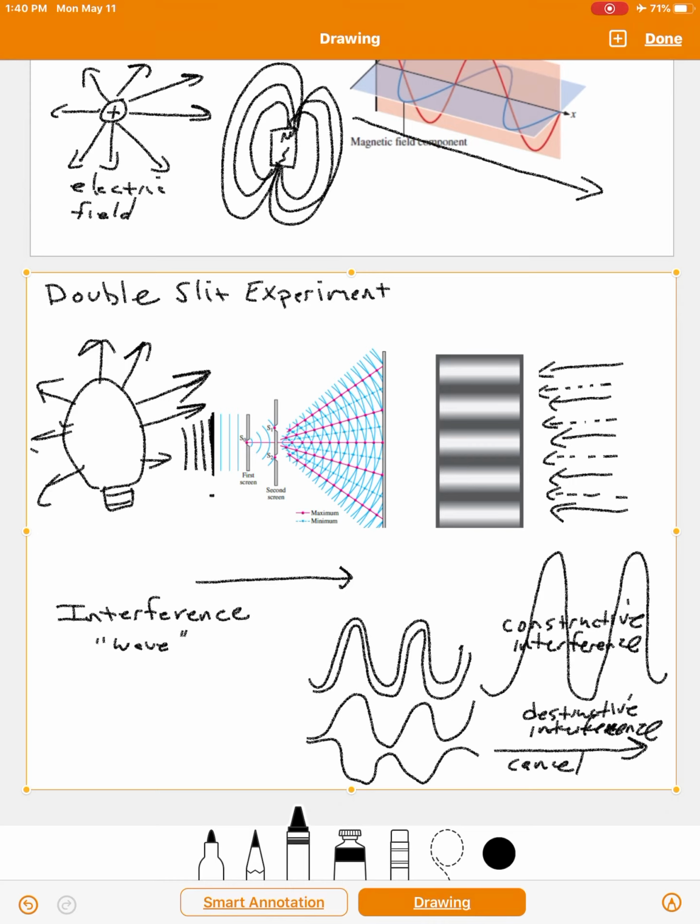Now pay attention to this because later on we will talk about electrons. And electrons we typically think of as particles. However, they are connected to this double slit experiment as well.